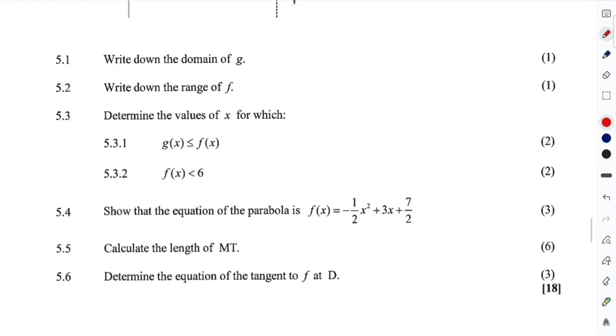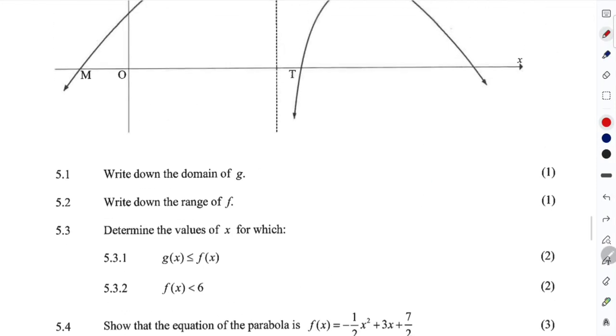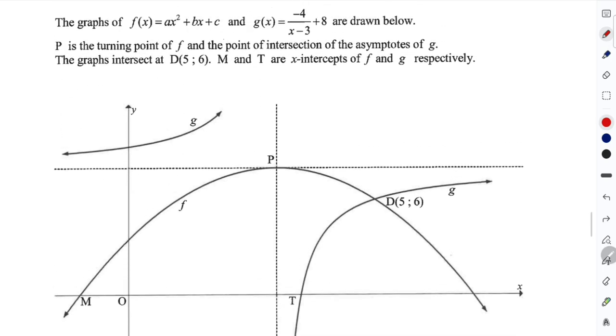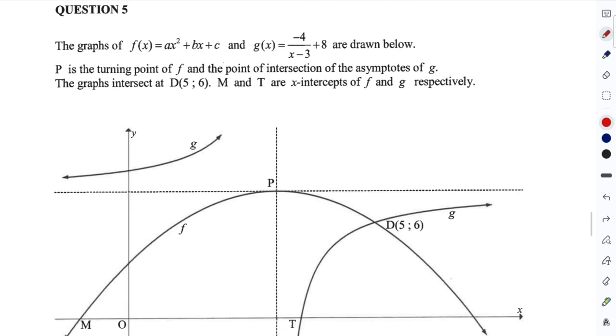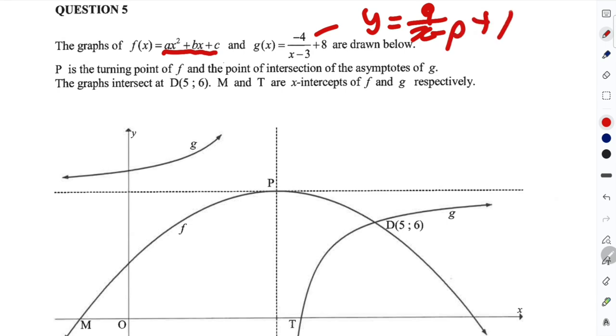Okay, so now let's look at this question paper. It's 2025 November. We're given two graphs here, the graph of f of x, ax squared plus bx plus c. Just from seeing this, I know I'm dealing with a parabola, and from this, I know I'm dealing with a hyperbola. And look at the value of a for the hyperbola, because remember the equation for a hyperbola is y equals a over x minus p plus q.